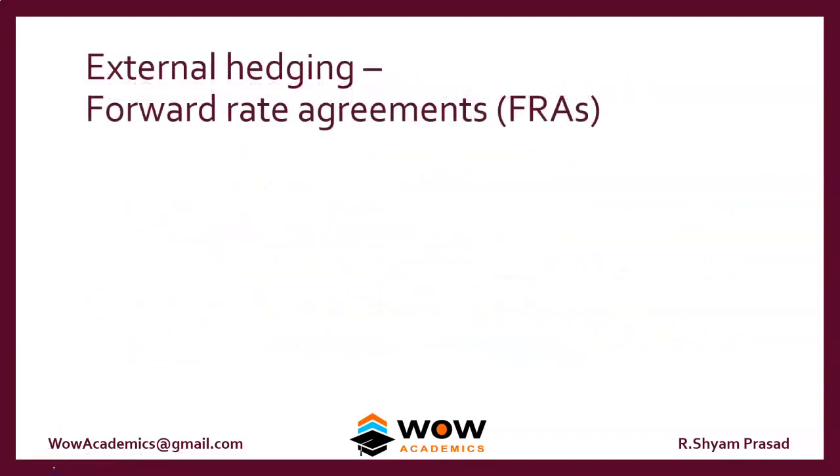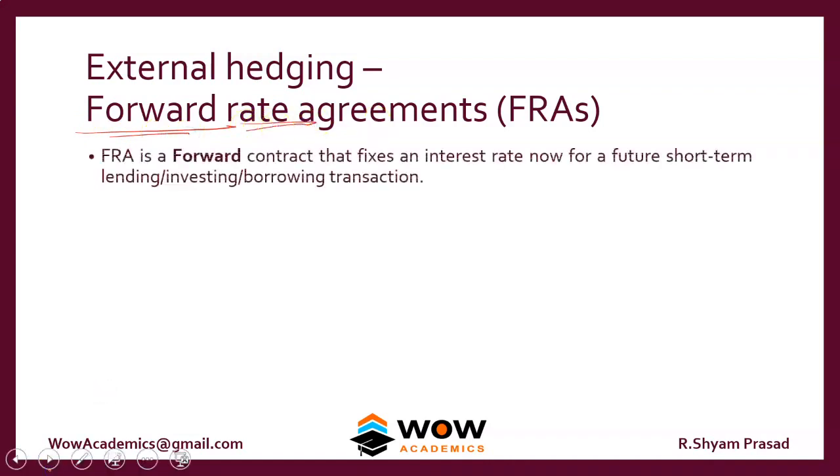So now we'll move on to the FRA. FRA, forward rate agreements, are an application of the forward contract to interest rates. An FRA is a forward contract that fixes an interest rate now for a future short-term lending, investing, or borrowing transaction. So an FRA is essentially a forward contract where the underlying is the interest rate. The underlying interest rate is a very important concept here.